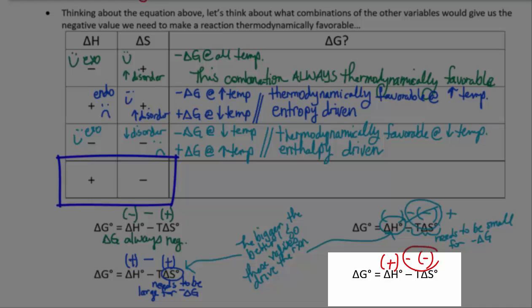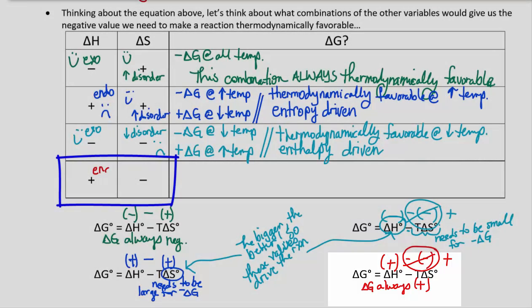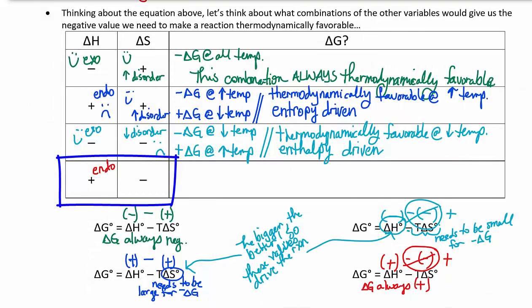Again, this right here will change to a positive sign. So we have a positive sign and a positive sign. That will make delta G always positive in this scenario. So a positive delta H is endothermic.